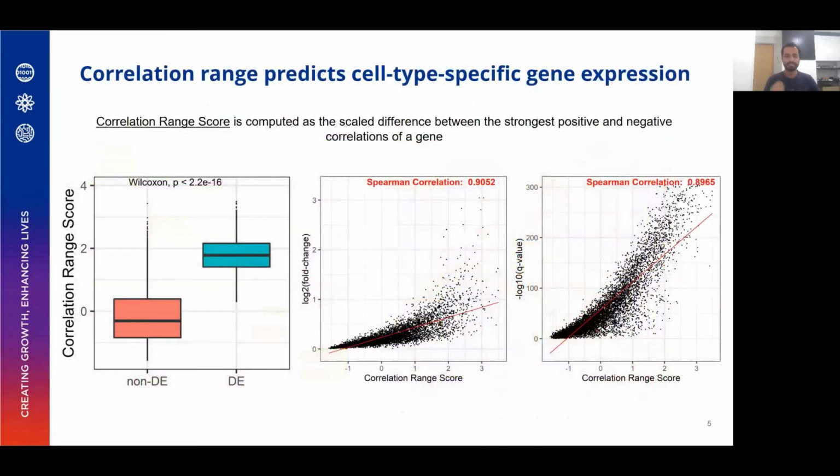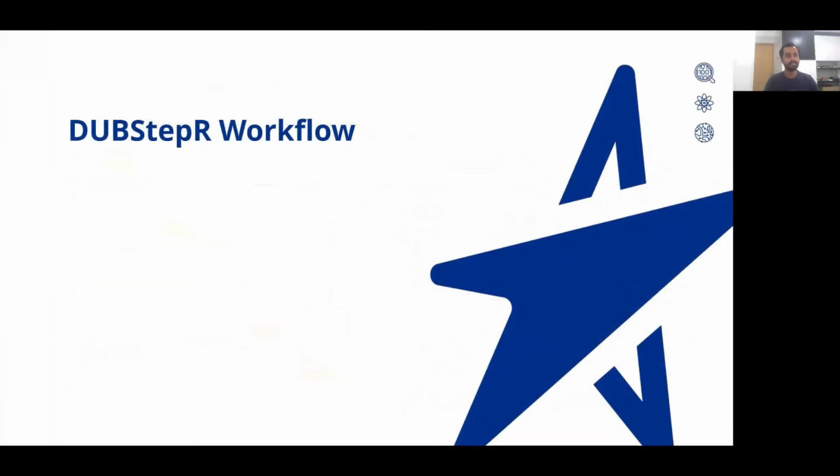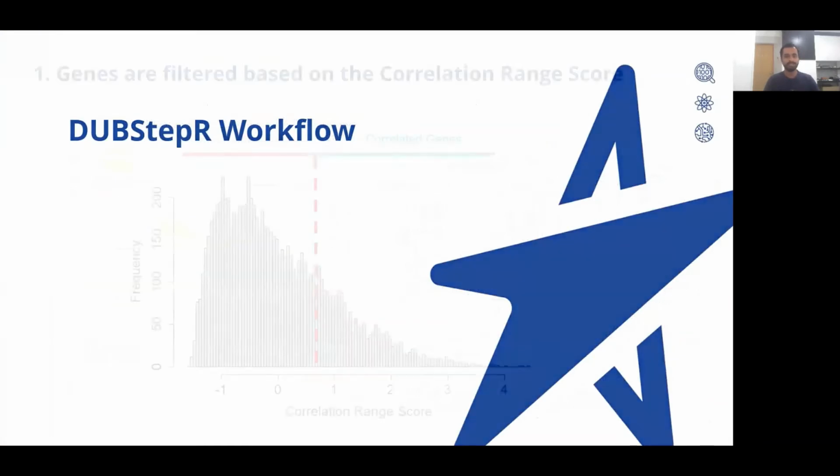We wondered if we could use this information and thus constructed a correlation range score, which is basically the difference between the strongest positive and negative correlations of a gene. Indeed, we found that DE genes, or cell type specific genes, have a significantly higher correlation range score as compared to non-DE genes, and the score is also predictive of fold change and Q value of differential expression. Thus, we use this information to build DUBStepR.